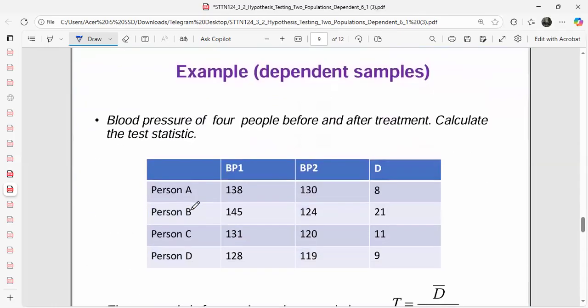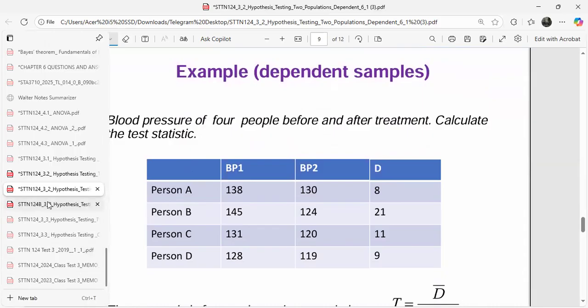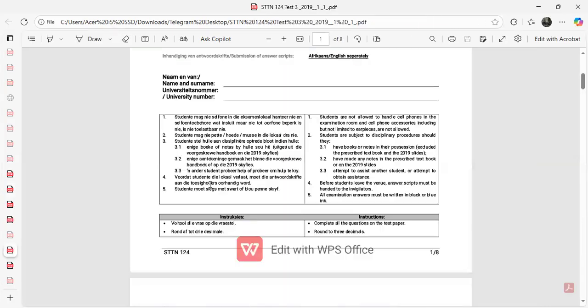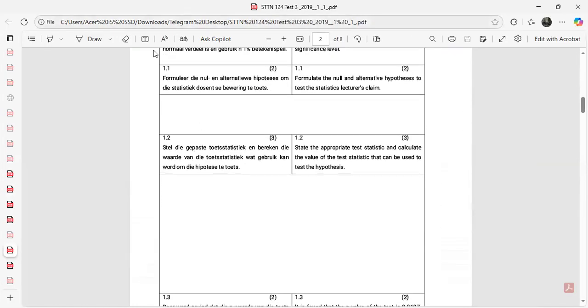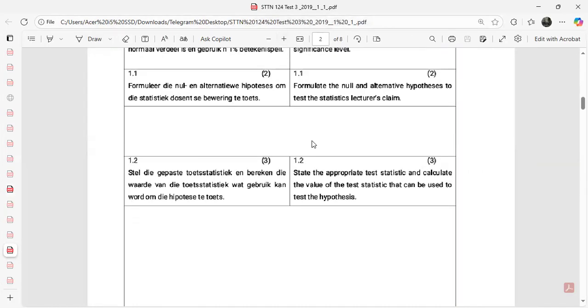Okay, this is what I'm talking about. Look at this. This is the table that I'm talking about. You will be given a table. Let me show you something. I was on 3.2 under this one. I just want to show you something, maybe from 2019. When I say that you will be given a table, now you know the hypothesis testing for one population, you know the hypothesis testing for independent, and then now the dependent one, the one for the mean difference, the standard deviation difference.